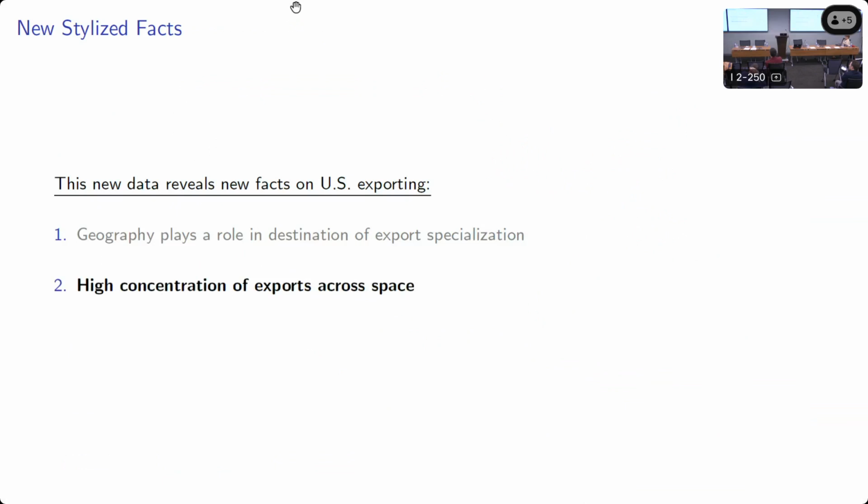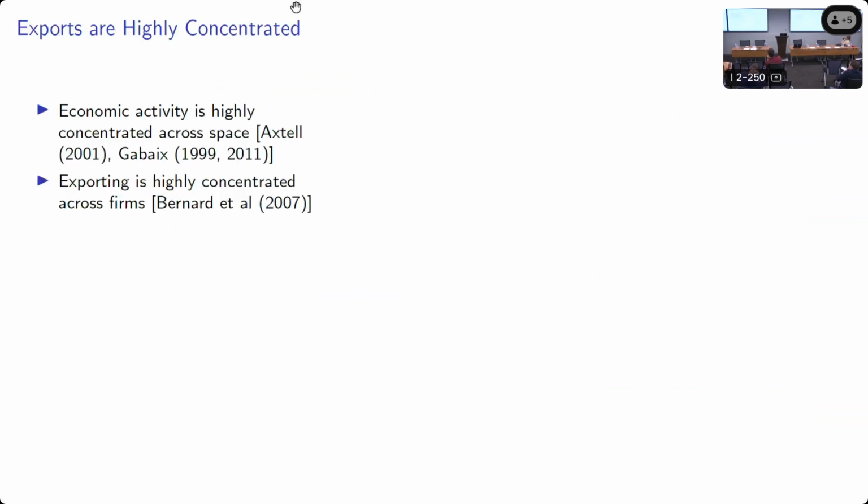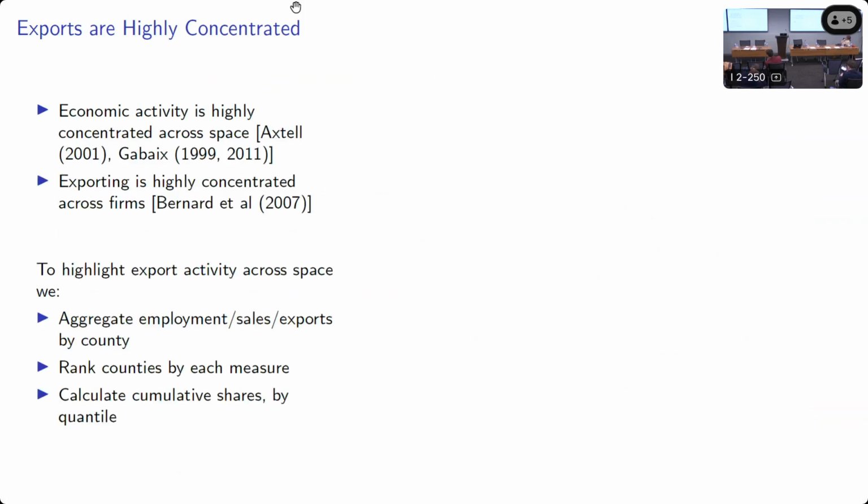So that's the geography, but now let me show you the concentration. I'm fully on board with this being an expected pattern, but we think it's important to see that it's there and to see that there's no simple fix for it. It's not that I know the Pareto shape parameter and so can directly figure out the relative concentration of exports and employment. That's not going to happen. Economic activity is highly concentrated across space, and exporting is concentrated across firms. Putting these together, we're going to show that the concentration of exports is much more than that of employment or sales.